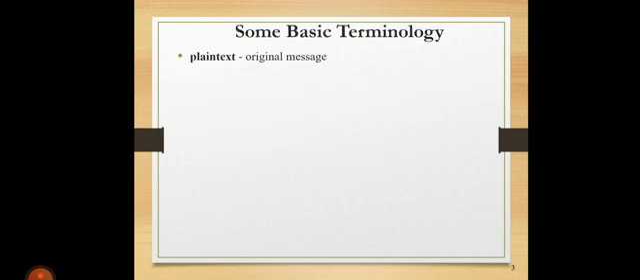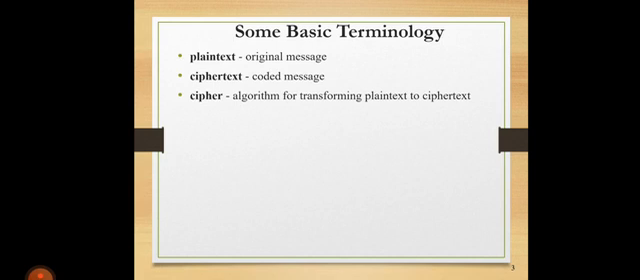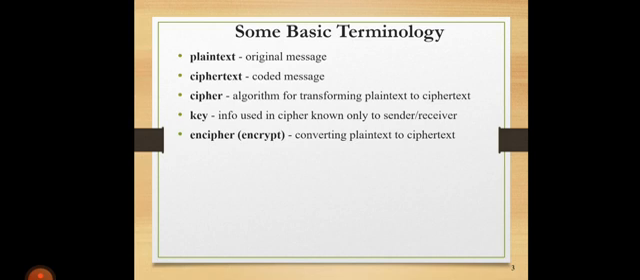Let us see some basic terminology. Plain text: it is the original message which can be in a readable form. Ciphertext: it is a coded message. Cipher: it is an algorithm for transforming the plain text into the ciphertext. Key: it is the information used in cipher which is known only to sender or receiver. Encipher or encrypt: it is the process of converting the plain text to ciphertext.